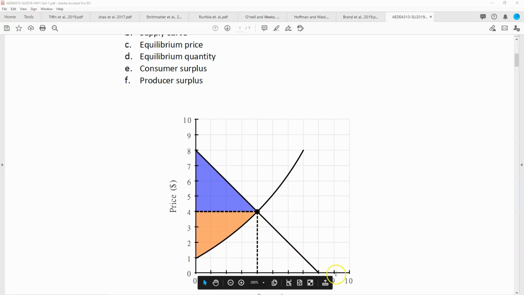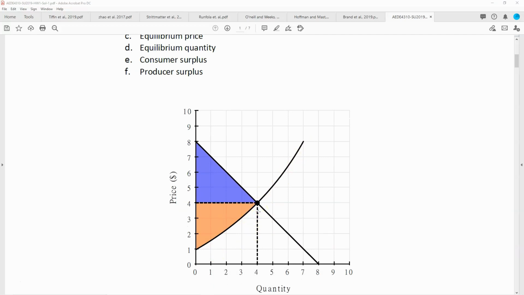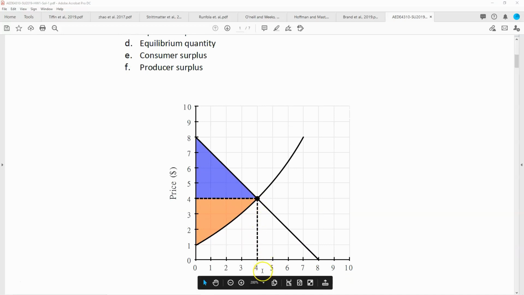As we can see on this graph, the downward sloping curve is the demand curve and the upward sloping curve is the supply curve. Their intersection point is the market equilibrium, and the corresponding quantity is the equilibrium quantity. The corresponding price is the equilibrium price.